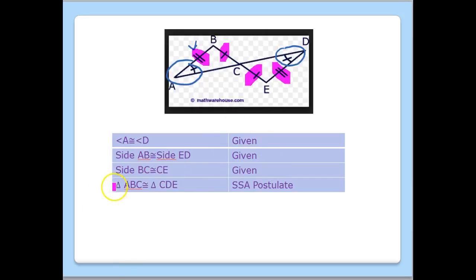Now, we know that triangle ABC is congruent to triangle CDE because of the side-side-angle postulate. Okay? So that is how you write this two-column proof. So when you are working on your things, I am expecting that you are doing these two-column proofs. They aren't nearly as difficult as you think. We're just doing the basic ones.